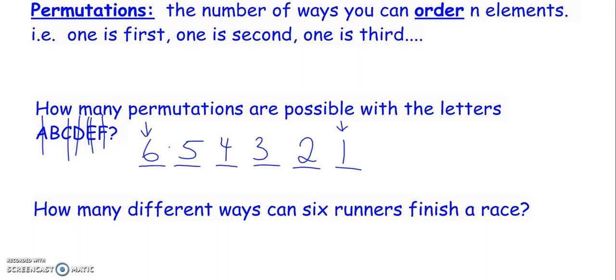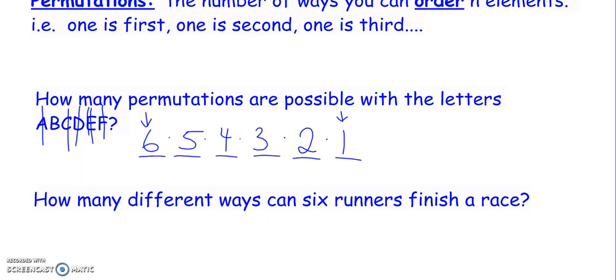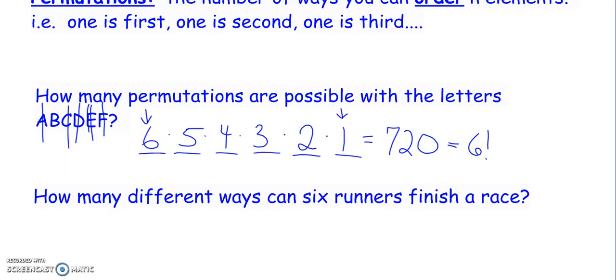So by our fundamental principle of counting, we multiply these 6 events, and that's 6 factorial. So 6 times 5 times 4 times 3 times 2 times 1 is going to be 720 different ways. That is the same as 6 factorial. So you're going to get to know your factorials a little better in this section than you may have before.